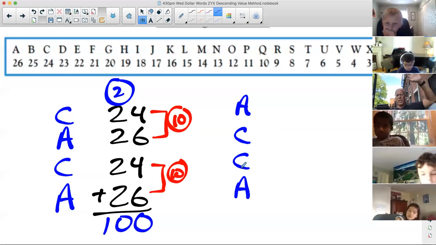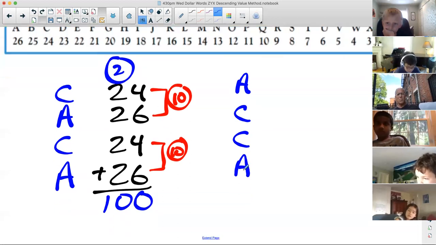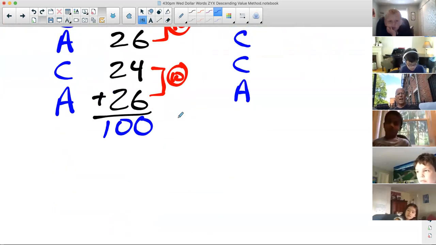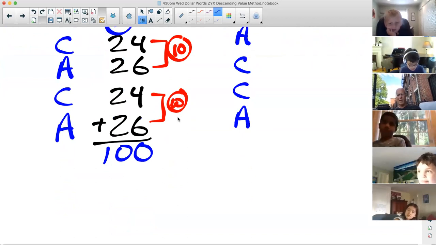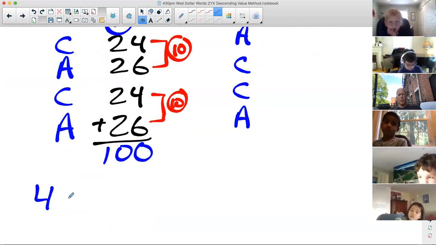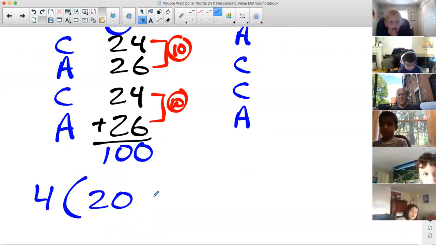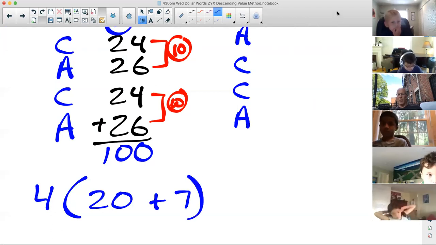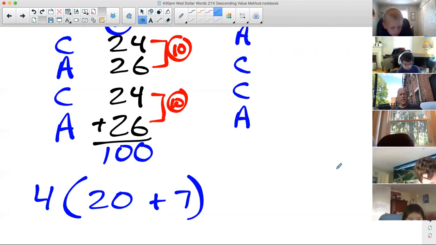Now, my question is, what must be the value of that word under the ascending method if we have four letters? Who can tell me what is 4 times 27? And don't call it out, please. I want everybody to write it down. Everybody write down 4 times 27. And then, of course, whatever it is, we're going to subtract 100 from that.